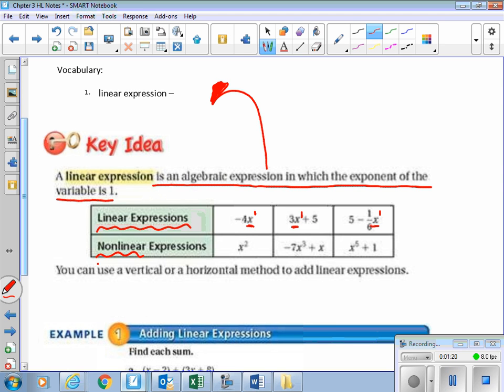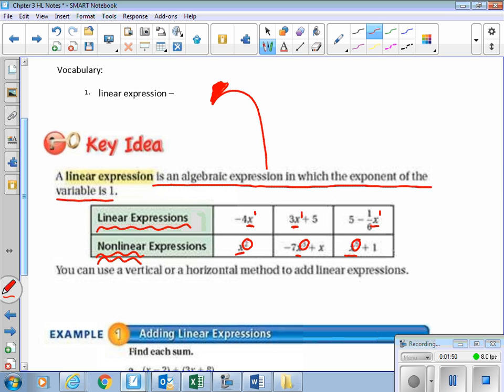Now we're looking at nonlinear expressions. We have an exponent on x here, but since the exponent is a 2, that's nonlinear, meaning not linear. In the next one, negative 7x cubed plus x, since this x has a cubed exponent, it would be nonlinear. And in x to the 5th plus 1, since this exponent is a 5, that is a nonlinear exponent.